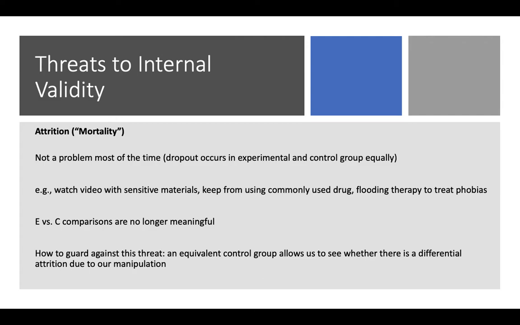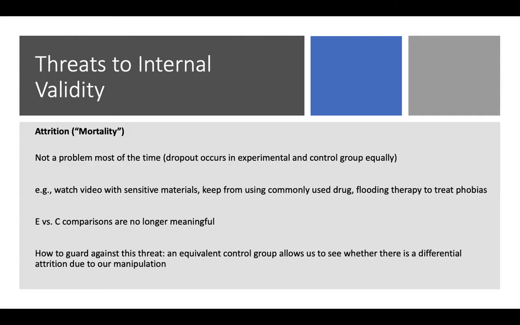Next, we have attrition or mortality. Most of the time, this is not an issue because participants in both groups, the experimental and the control, will drop out equally. Some studies make attrition more of an issue though. For example, if participants are asked to watch a sensitive video or stop using a common medication in the experimental group, they may drop out more frequently.